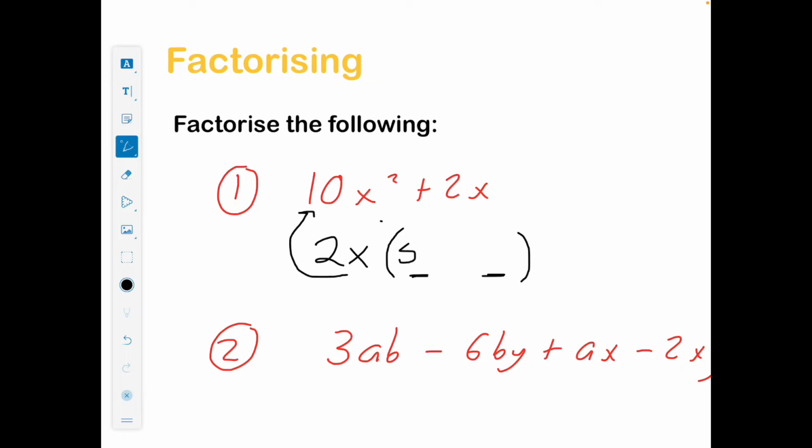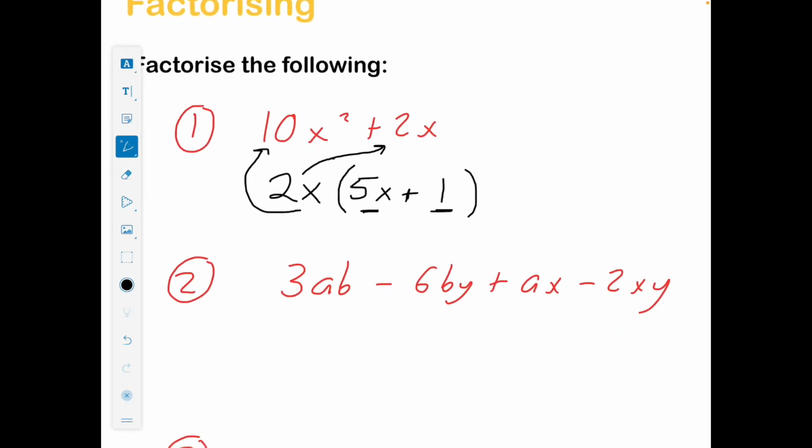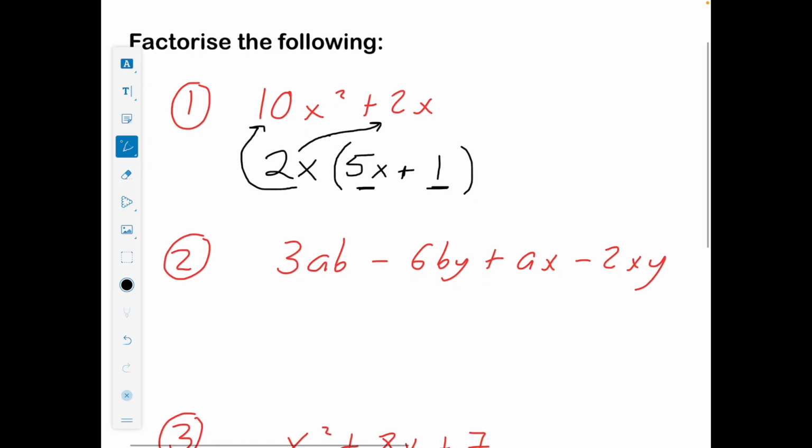First question you ask is, what would you multiply 2x by to get 10x squared? So to go from 2 to 10, you'd multiply by 5. And to go from x to x squared, you'd multiply by x. And then what would you multiply 2x by to get 2x? Just multiply by 1, so we put in a plus 1. There. That's highest common factor. We're going to see that again now in the grouping, but that's basically it. Highest common factor is probably the most straightforward one.